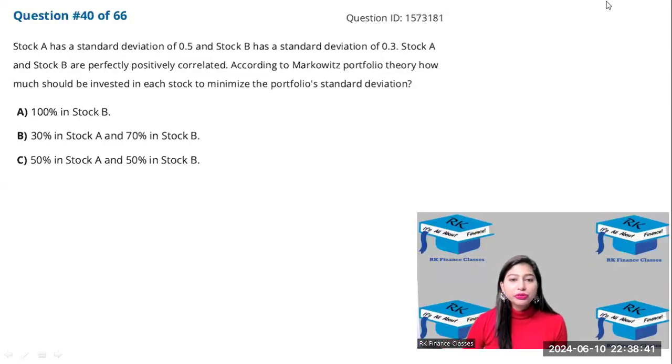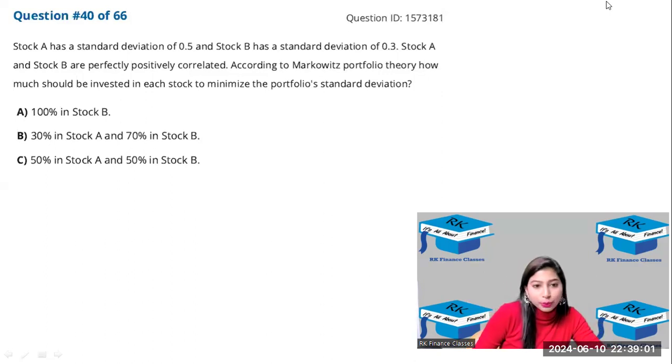Okay, so question number 40 from reading 20. They have given us the standard deviation of stock A and stock B, and the correlation between the two stocks is +1. So when the correlation is -1, we get the maximum benefits. So the risk will reduce when the correlation is -1. Correlation ranges from -1 to +1, that we have discussed.